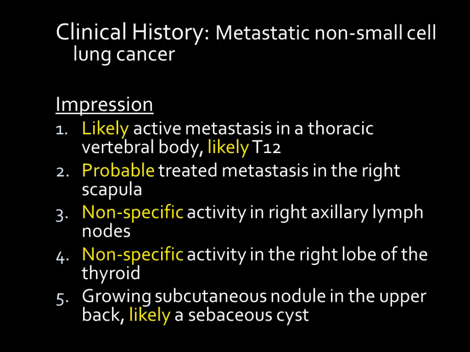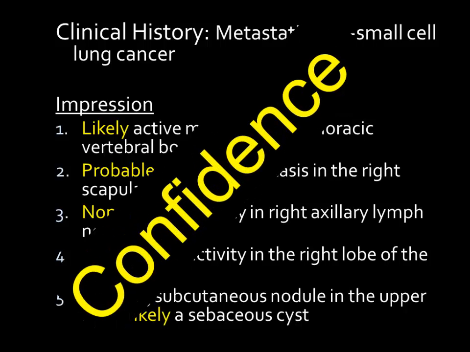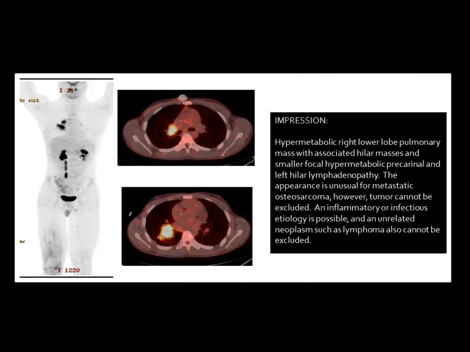part of the referring clinician. So I use this example of a report that says likely active metastasis, probable treated disease, non-specific activity, likely a sebaceous cyst. You know, these sorts of words kind of convey that we're not really sure what we're looking at, and their overuse can certainly lead to a lack of confidence in our report.